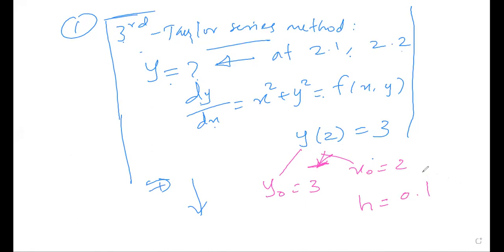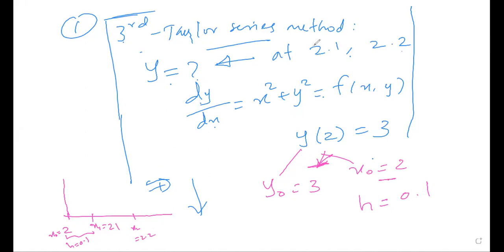Now see here, they say the initial point is 2. Let's draw something. This is our x axis, and this is my initial point, x naught equal to 2, and then y is 3. The step size is h equal to 0.1, which is a single step. So x1 will be 2.1. Similarly, for x2, 2.1 plus 0.1 will be 2.2.